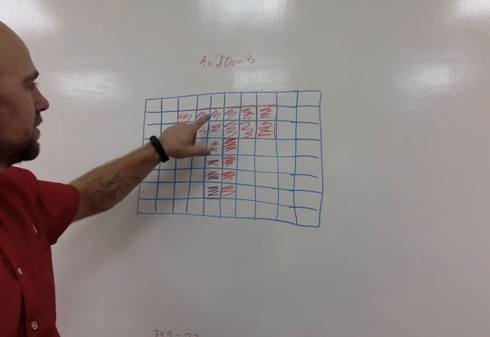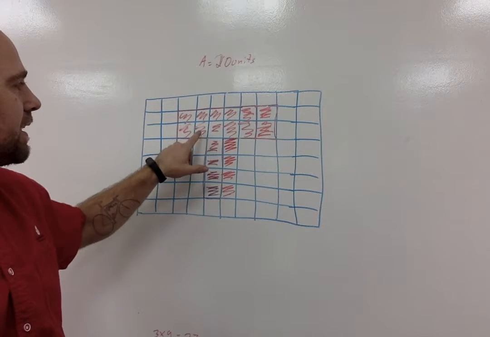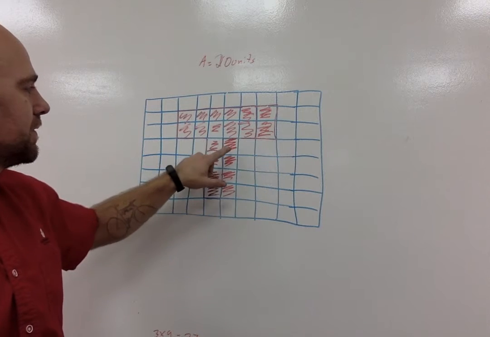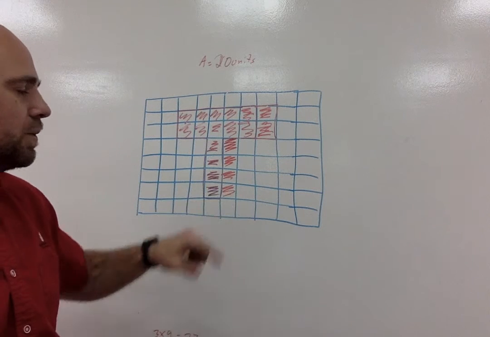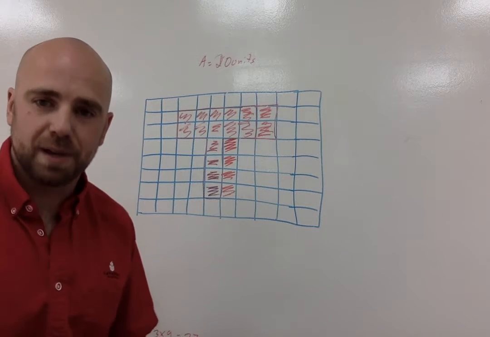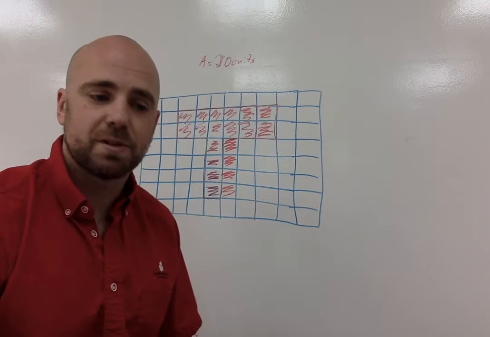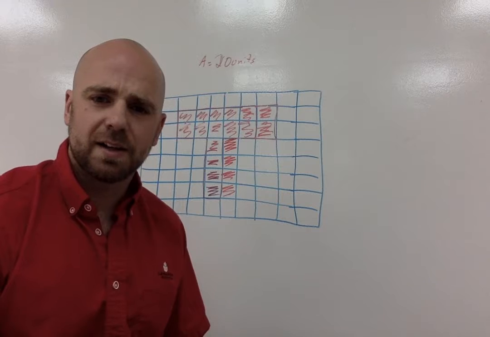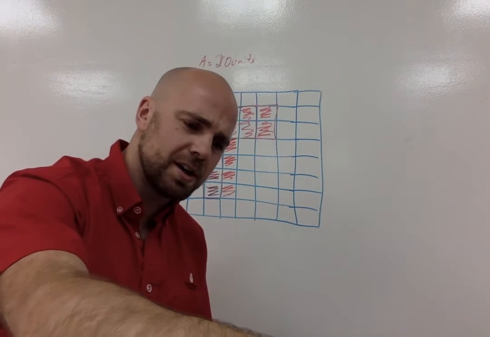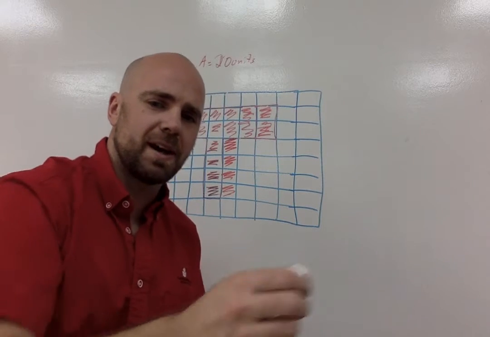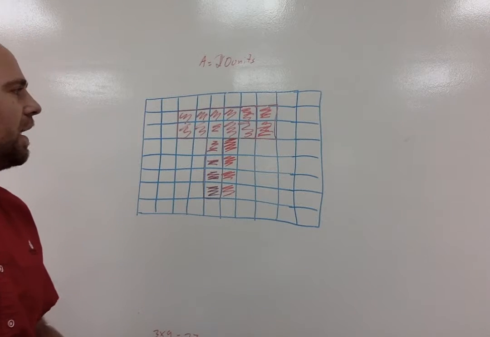If I've got 1, 2, 3, 4, 5, 6, 7, 8, 9, 10, 11, 12, 13, 14, 15, 16, 17, 18, 19, 20. What would my new area be if I increased each of the line segments by 150%? Pause the video, give it a try, and then I'm going to talk about exactly how we might calculate it.